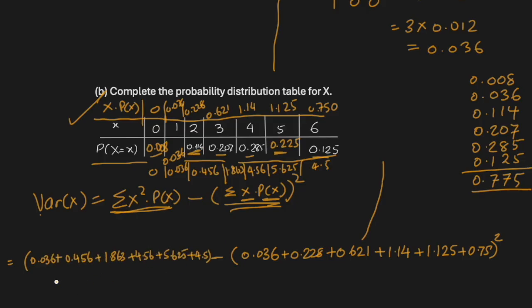So what I get here is 17.04 minus 3.9 whole square, which is 17.04 minus 15.21, and finally our variance of X comes out to be 1.8.